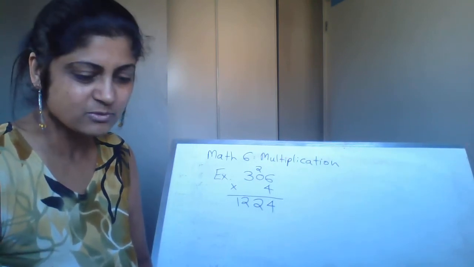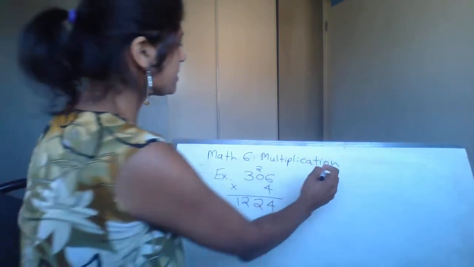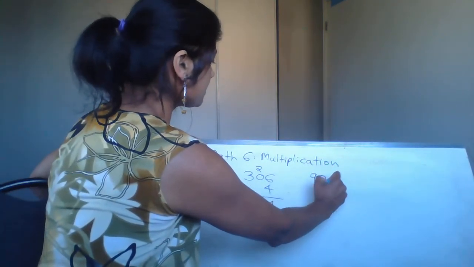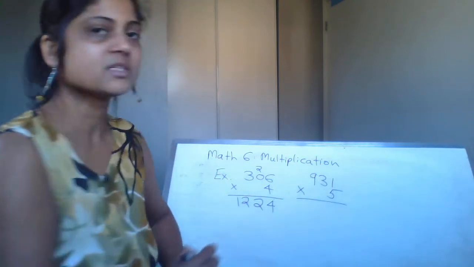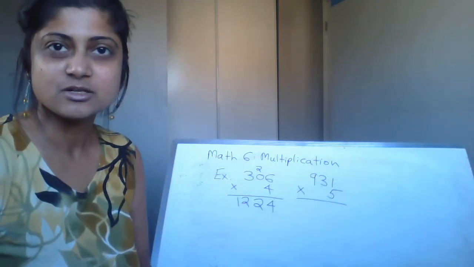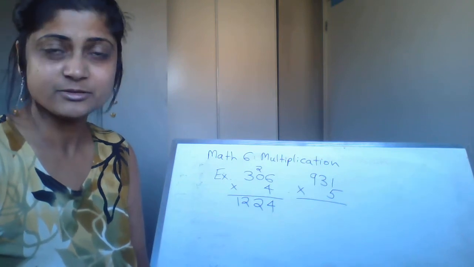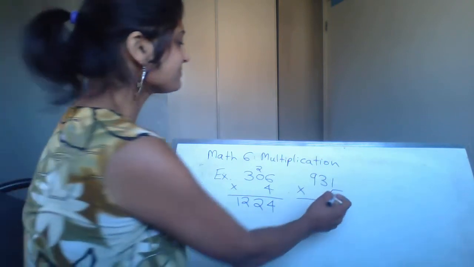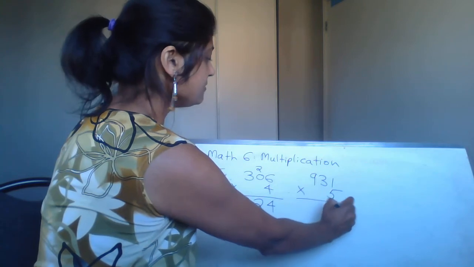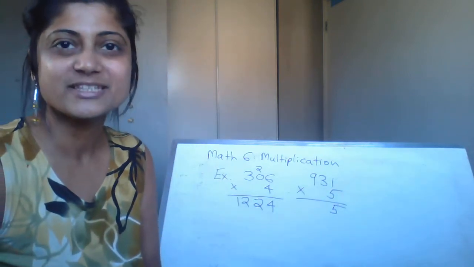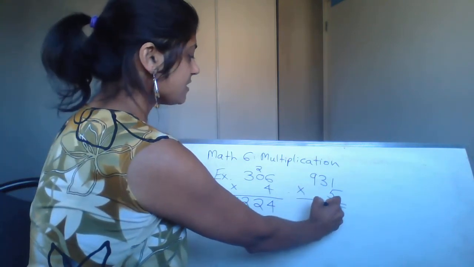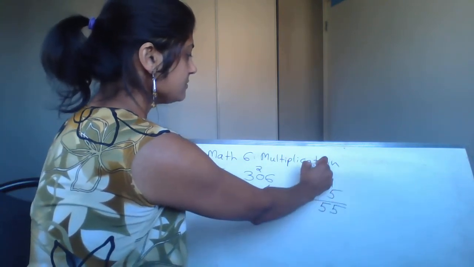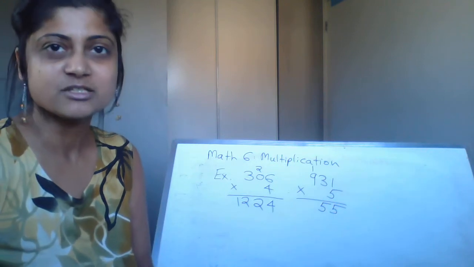Alright, so with that, let's try one more example here. Okay, so let's try this. So it's 931 times 5. So one more time, I'm going to start on the very right hand side here. I'm going to do 5 times 1, okay, which is equal to 5. Then you go to the next column. I'm doing 5 times 3, which is 15. I'm going to put the 5 on the bottom and the 1 on the top, okay?